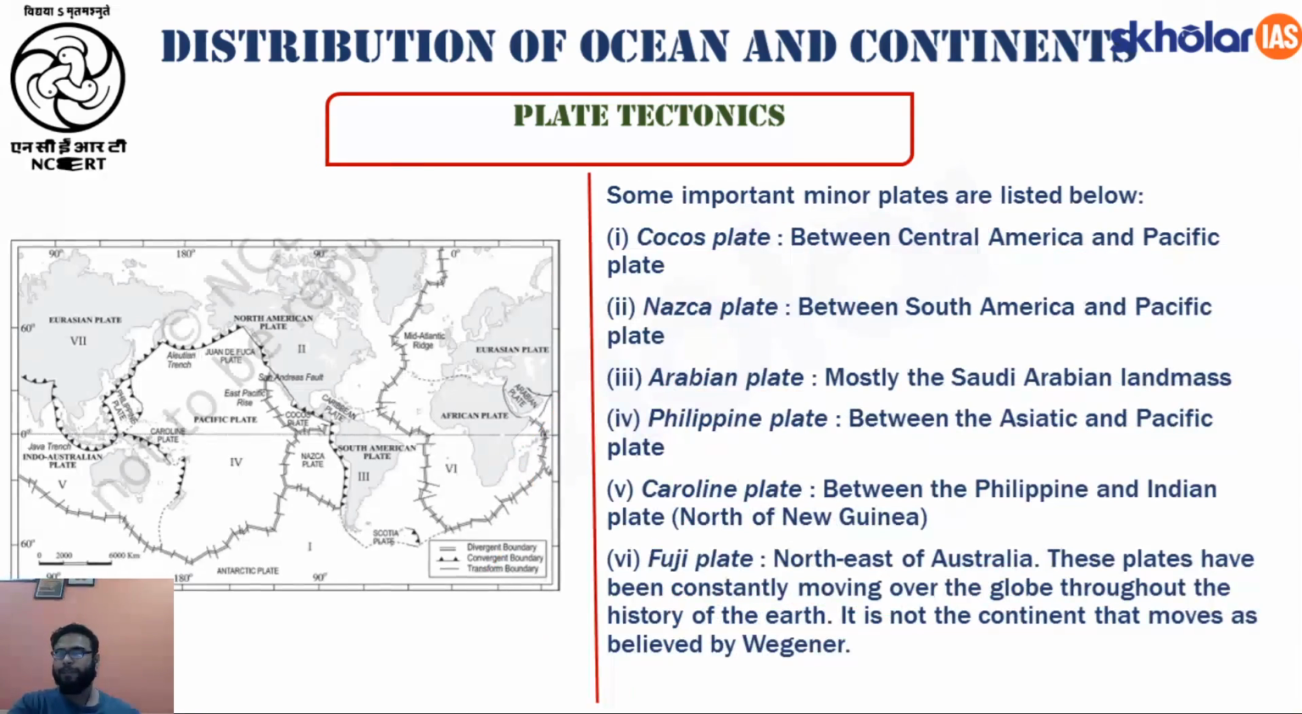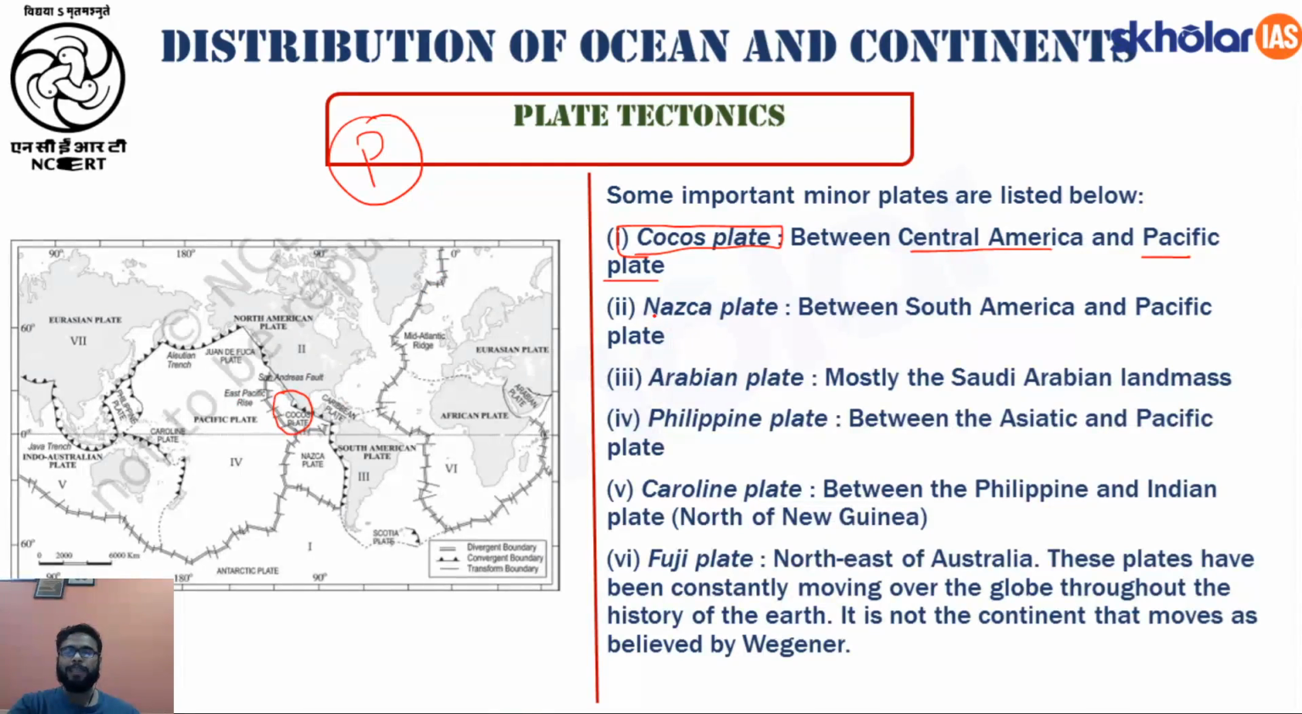Then we also have some minor plates. Now this is again very important from your prelims perspective, because you can expect questions about your minor plates compared to that of your major plates, because major plates are known by everyone, but minor plates need to be better understood. For example, we have a Cocos plate. Now where is this Cocos plate located? It is found between Central America and the Pacific plate. Fine, very important for you to understand its location. So this is where we have the Cocos plate between Central America and the Pacific plate.